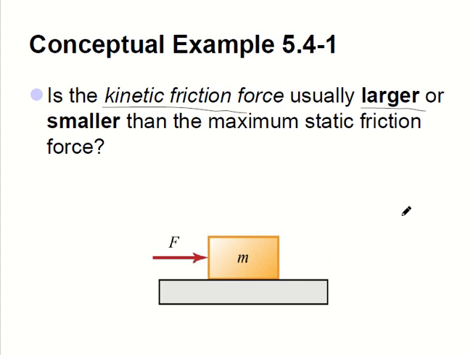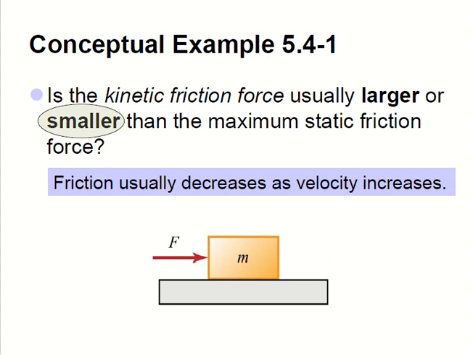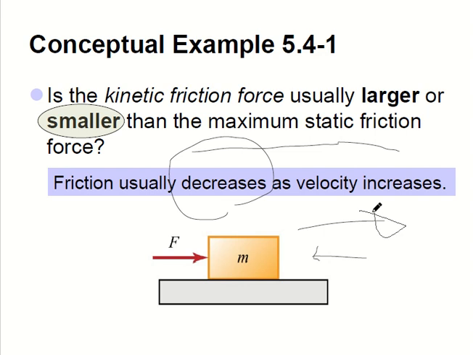All right, now we're getting into kinetic friction. Again, we have to choose larger or smaller. If we compare it to the maximum static friction, it has to be smaller, because friction usually decreases as velocity increases. For motion to happen, you have to overcome the maximum static friction. If there is no motion, then your maximum static friction has to be bigger than the kinetic friction, so no motion happens.